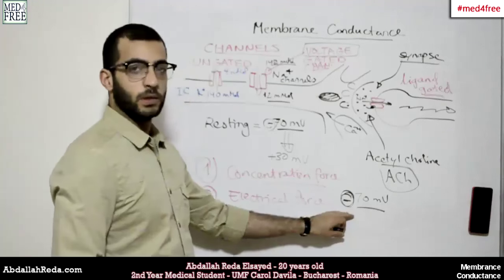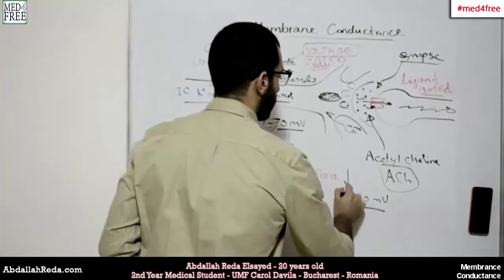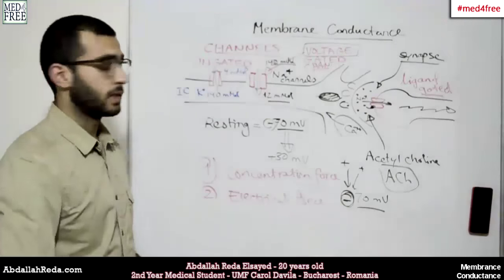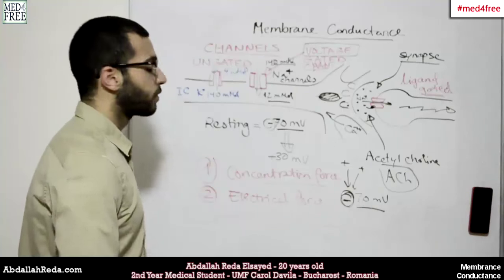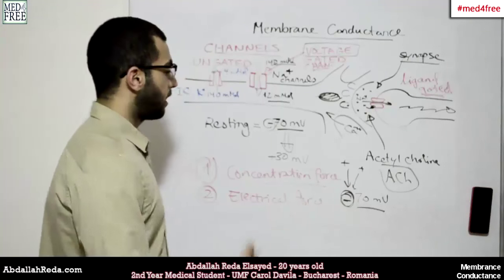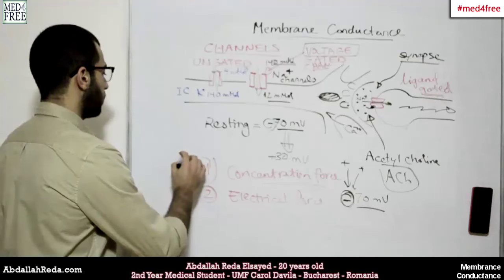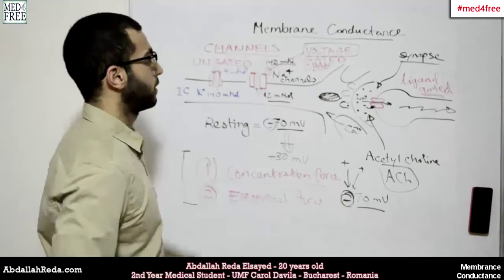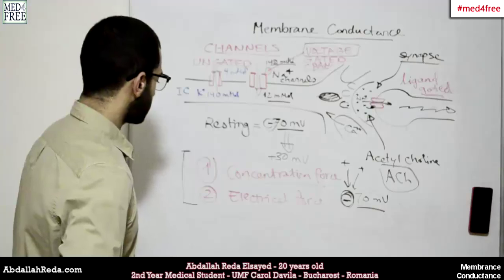So this voltage will prefer attracting positive charges, or in other words positive ions, like let's say potassium, sodium and so on, and it will repel negative ions like chlorine. And these are the two factors that affect the net force of the membrane conductance.